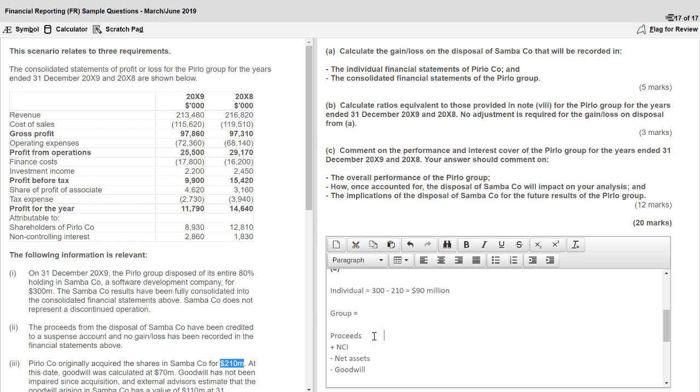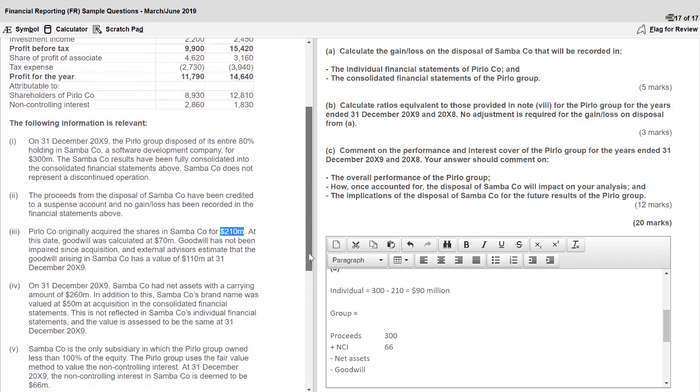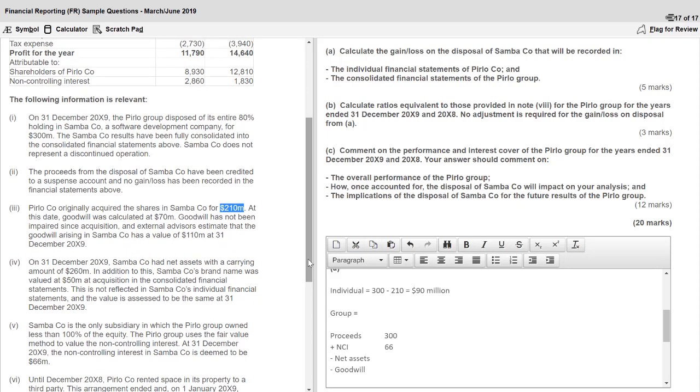So what have we got? My proceeds, well, we know that's the same figure as from the first part of part A. The non-controlling interest, what have we got there? Is that there is 66. So you can see there, if I remember, part 5, the non-controlling interest in Samba was there at 66.